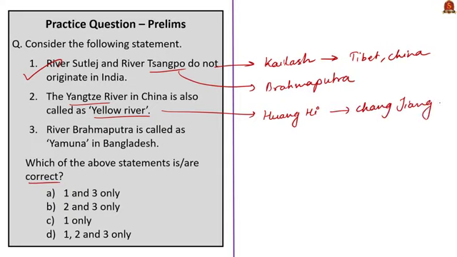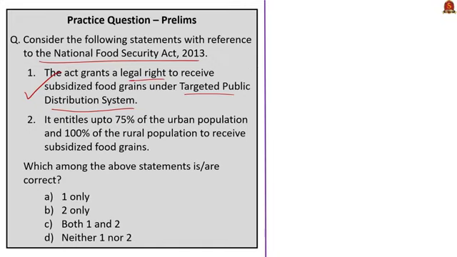This prelims question is based on the National Food Security Act of 2013. 2 statements have been given and we have to choose the correct statement. The first statement states, the Act grants a legal right to receive subsidized food grains under targeted public distribution system. This statement is correct. The National Food Security Act grants a legal right to receive subsidized food grains under targeted public distribution system. Next statement, it states it entitles up to 75% of the urban population and 100% of the rural population to receive subsidized food grains.